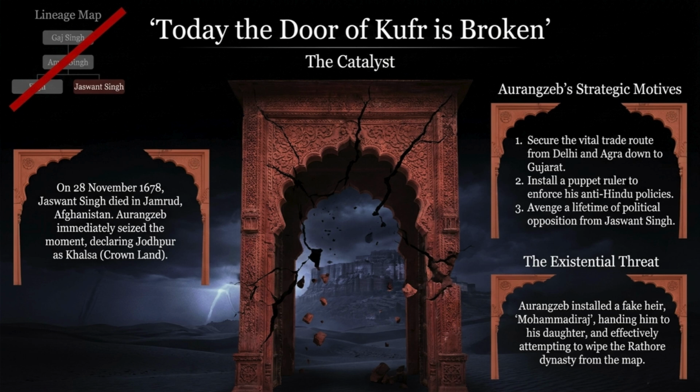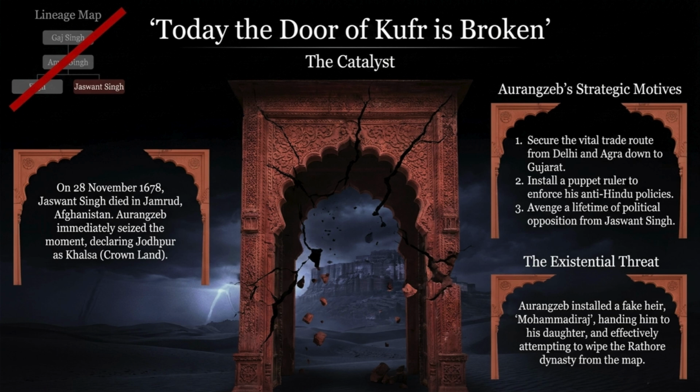Tragedy struck on the 28th of November 1678, when Jaswant Singh died in Jamrud, Afghanistan. Hearing the news, Aurangzeb is said to have declared, "Today the door of Kufr is broken." He immediately seized the moment, declaring Jodhpur as Khalsa, or Crown Land. The emperor's strategic motives were clear. Secure the vital trade route from Delhi and Agra down to Gujarat, install a puppet ruler to enforce his anti-Hindu policies, and avenge a lifetime of political opposition from Jaswant Singh.